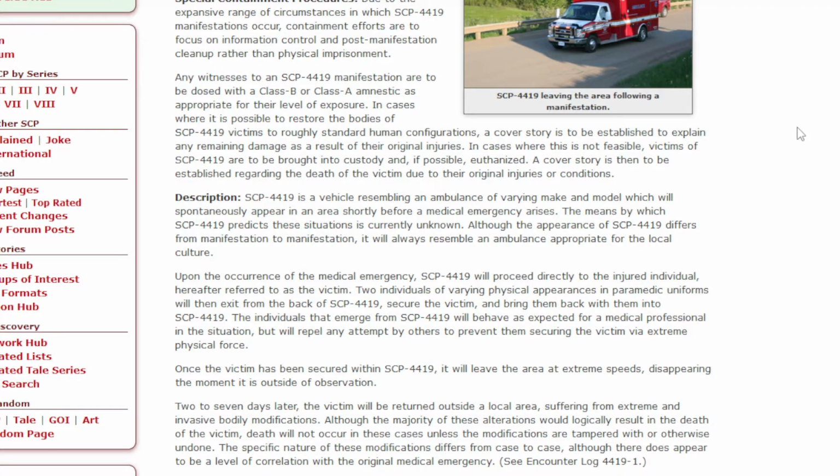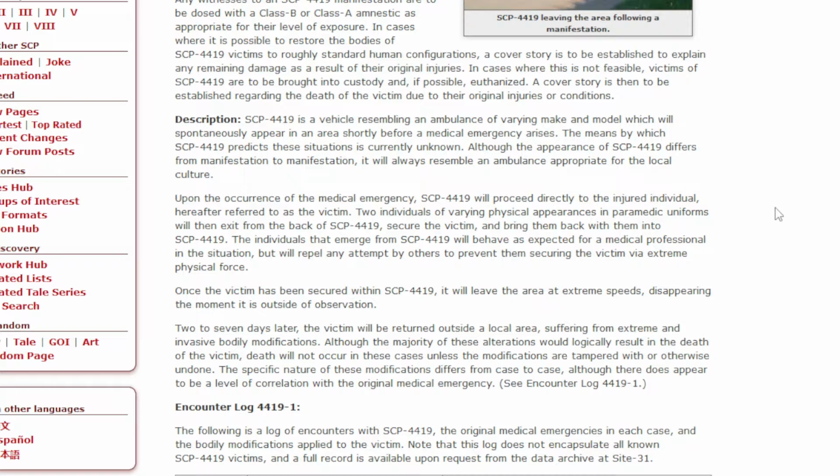Okay. A cover story is then established regarding the death of the victim due to their original injuries or conditions. SCP-4419 is a vehicle resembling an ambulance of various make and model which spontaneously appears in the area shortly before medical emergencies arise. How SCP-4419 predicts these situations is currently unknown. Although the appearance of 4419 differs from manifestation to manifestation, it always resembles an ambulance appropriate for the local culture.